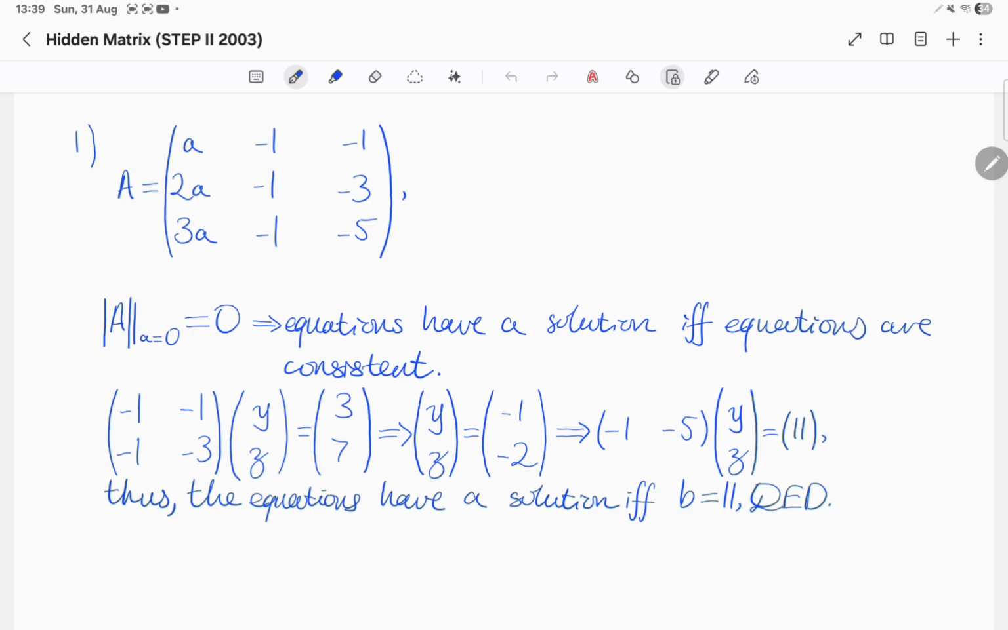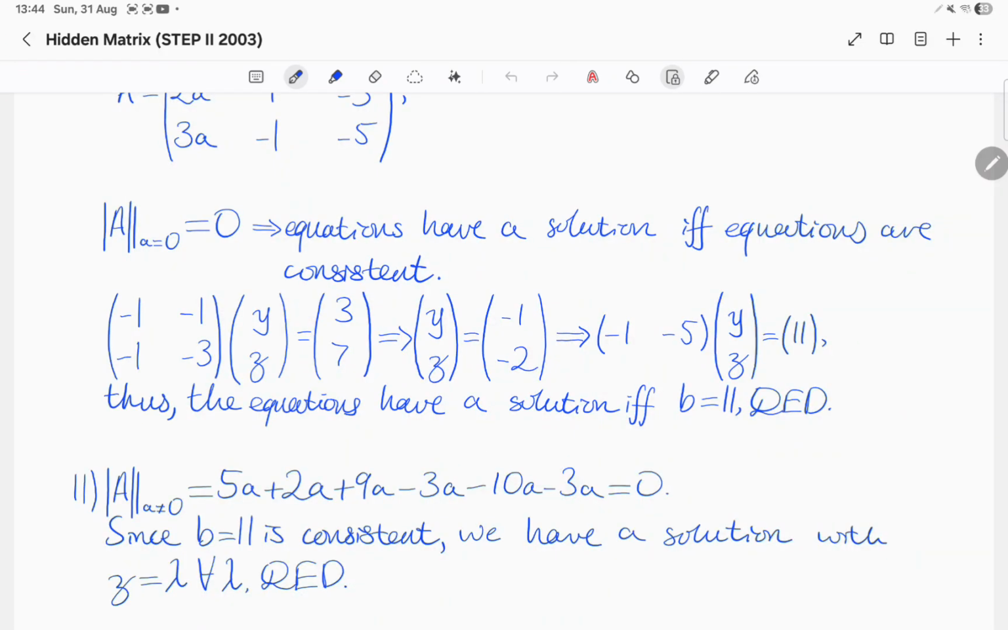To solve for consistency, we can take the lower right 4 values of this matrix A, that is the submatrix (1, 1; 1, 3), and multiply that by the vertical matrix y, z, and this should be equal to 3, 7. From this we can see that y and z are equal to -1 and -2 respectively, and therefore the matrix (1, 5) multiplied by the matrix y, z must be equal to 11. Thus, the equations have a solution if and only if b is equal to 11 as required.